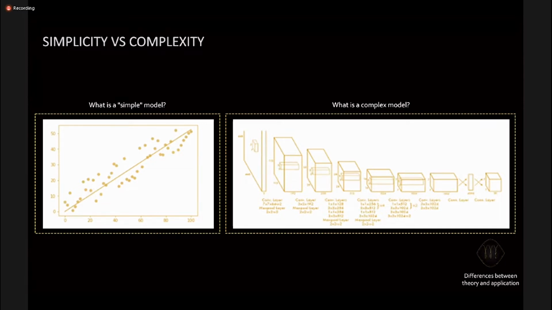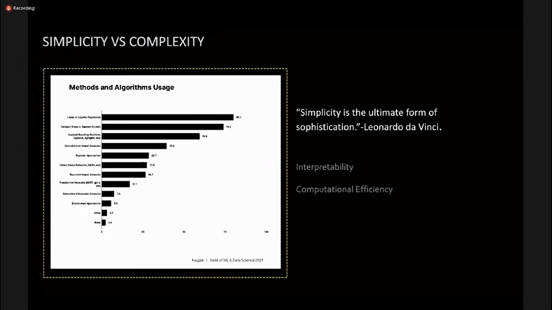So why do I have this simplicity versus complexity? Because when you are learning data science and artificial intelligence, you always want to build this sophisticated stuff, maybe to solve simpler problems. I like very much this phrase: simplicity is the ultimate form of sophistication. Because it's not always about building very complex stuff.